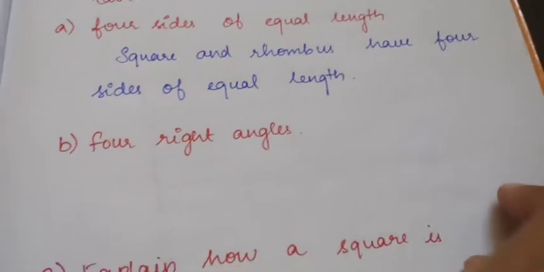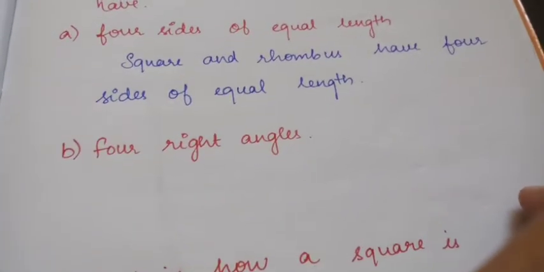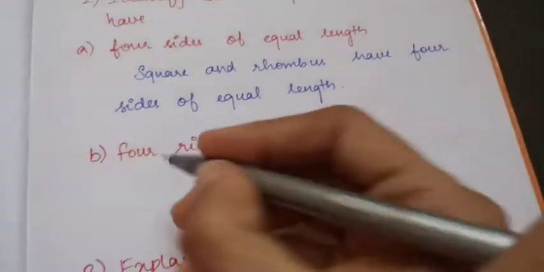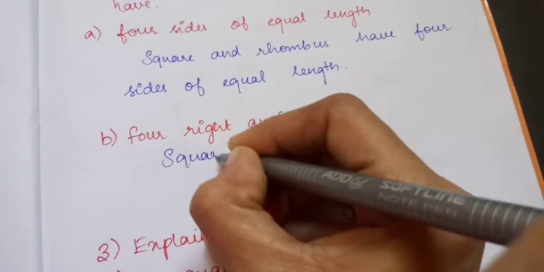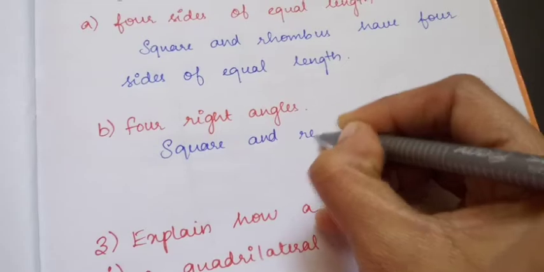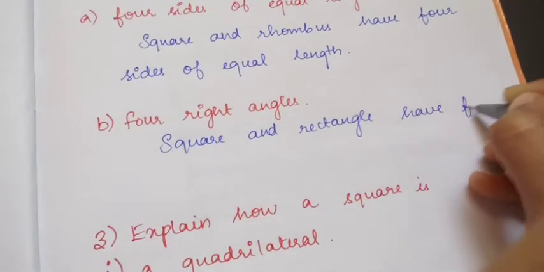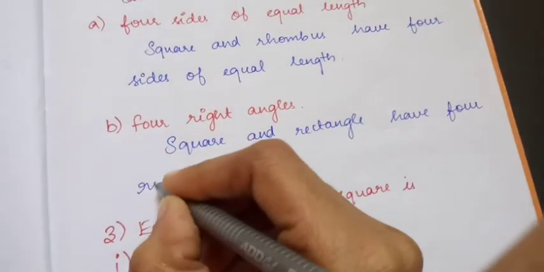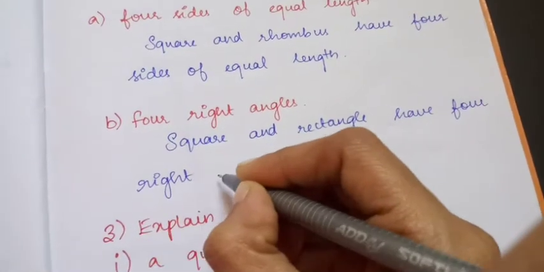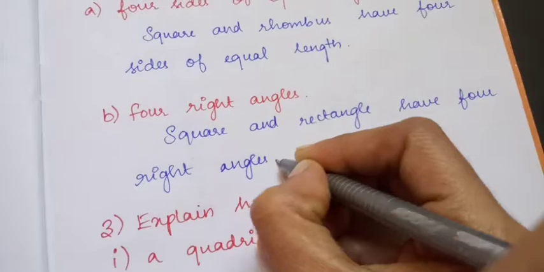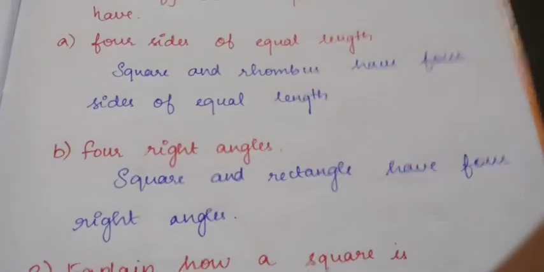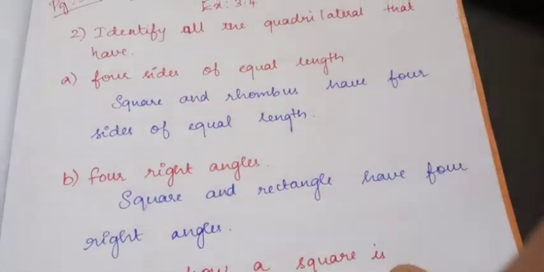Next, four right angles. Which quadrilateral is having four right angles? Square and rectangle have four right angles. Is it correct? Yes, now only we have just recalled that, right? In square and rectangle, we will be having four right angles.